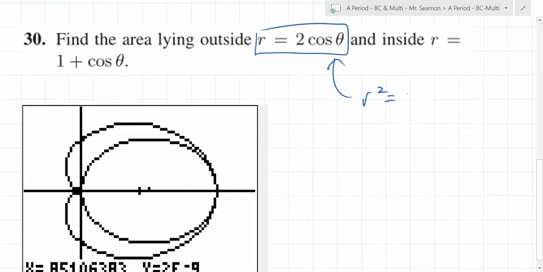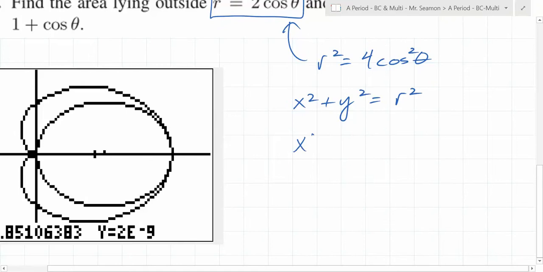R squared is 4 cosine squared theta, right? Is that correct? You know in polar land that x squared plus y squared is equal to what? R squared. So in this case, x squared plus y squared is equal to 4 cosine theta. So you can try to translate this into something else. It is possible. Cosine squared, yes, cosine squared. And then there is some more work you can do to get an idea of what the Cartesian looks like.